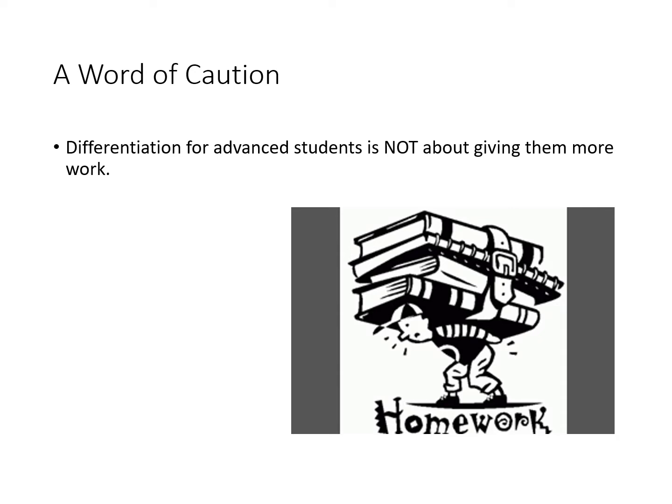Sometimes teachers will say to me, well, we have these gifted students. I think the solution is just to give them more work, double the homework, give them the same things, but just give them more work. And that's not what differentiation is. Differentiation for advanced or gifted students is not about giving them more work. It's about changing the challenge level of the work. So they should be doing the same amount of work as other students, but it should be more challenging to them. It's not about more work.